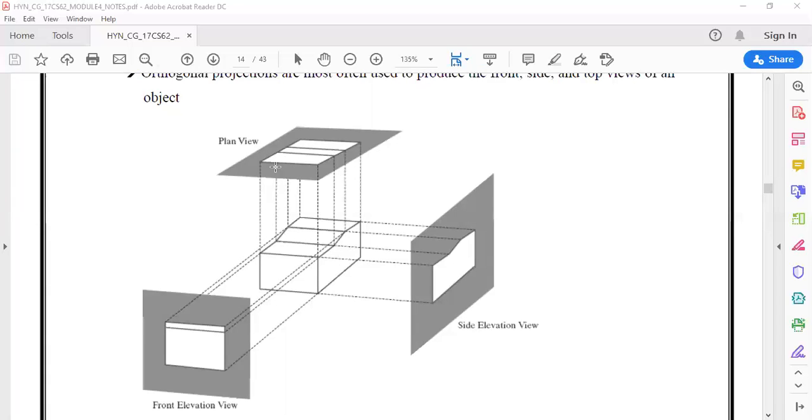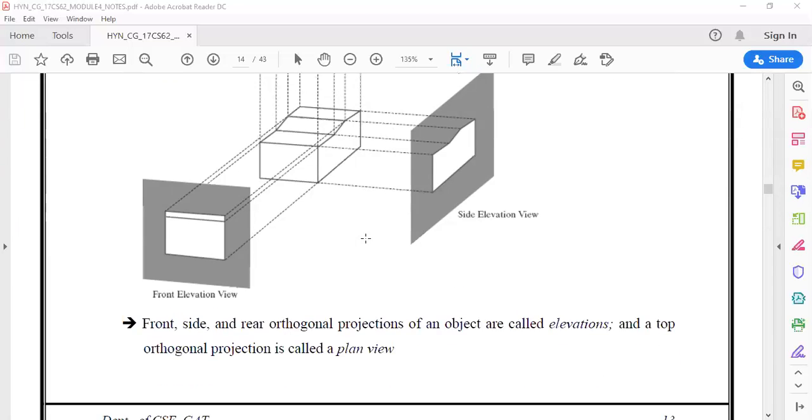Then coming to the third view, which is called the top view, or the plan view. If I have to see the top view of an object, I can draw lines from each of the vertices of the object which are parallel to the y-axis, or perpendicular to my view plane above. So this is the front view plane, this is the side view plane, and this is the top view plane.